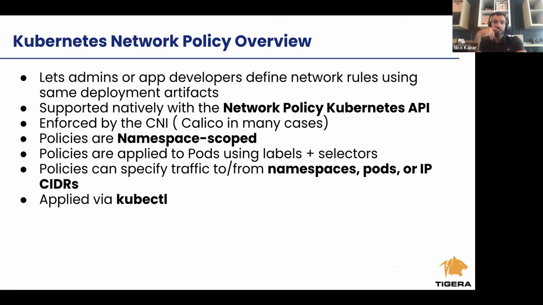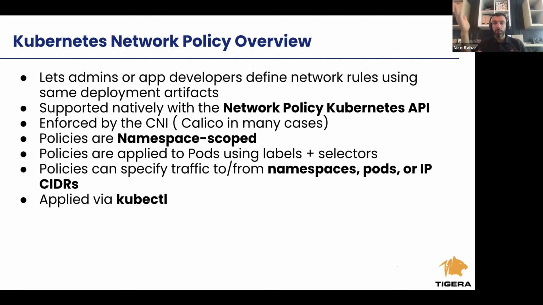It is supported natively with the Network Policy API that's upstream within Kubernetes itself. So pretty much every Kubernetes distribution supports it. I think it was introduced in like 1.5 or 1.6, so it's been there for a while. However, Kubernetes itself does not enforce those policies. It understands the policies using the Network Policy API, but it relies on the CNI, Calico in many cases, and there are other CNIs out there, to actually enforce the policies.